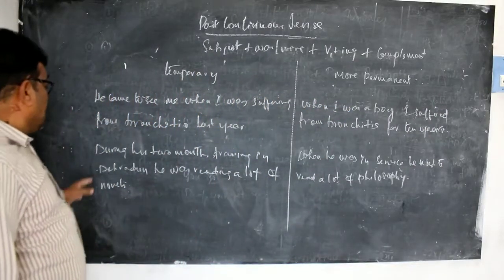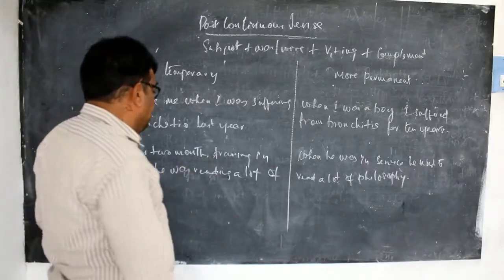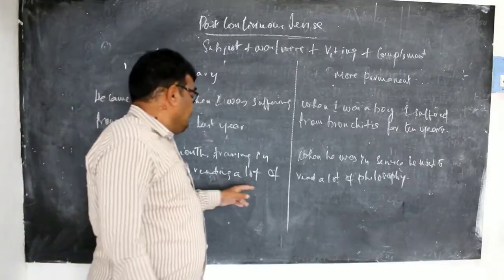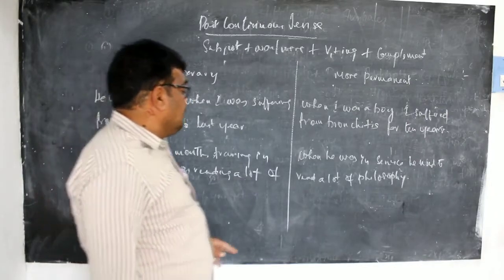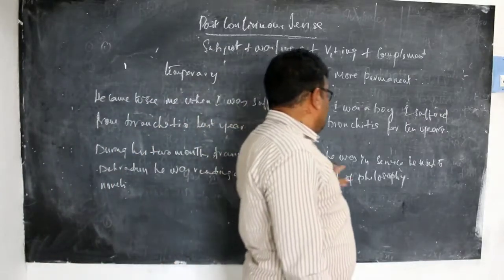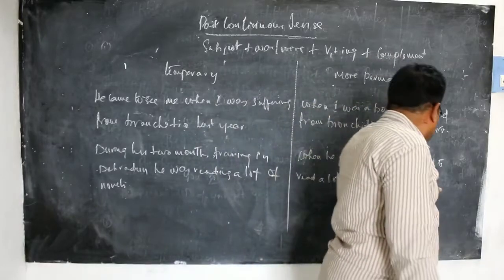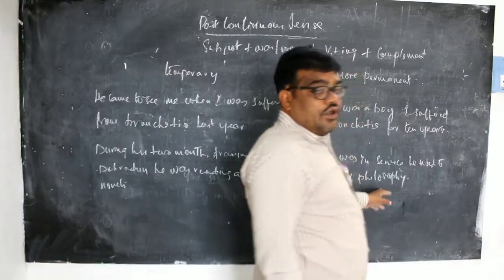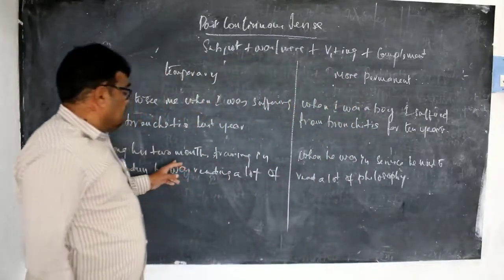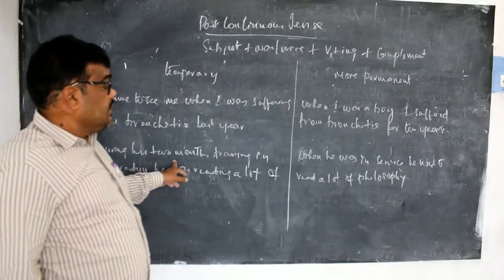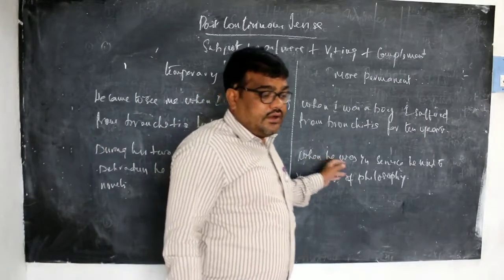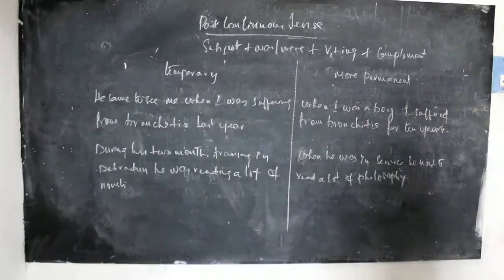Another example: during his 2 months training in Dehradun, he was reading a lot of novels. Whereas, another example, you see: when he was in service, he used to read a lot of philosophy. Here, the training period is for 2 months. Here, in service means it's a long period. Okay, right now.